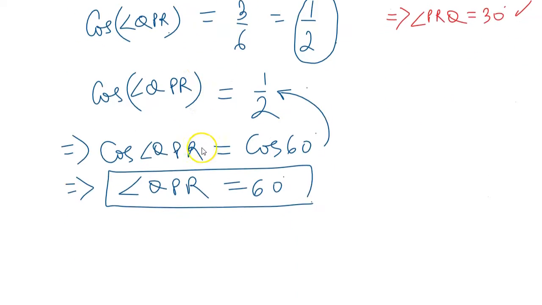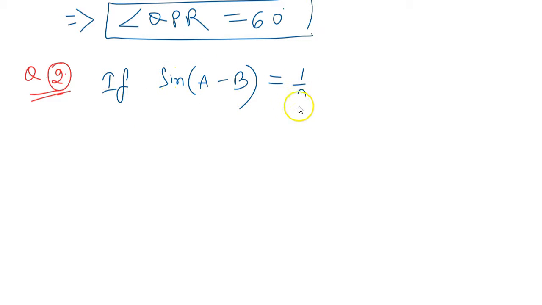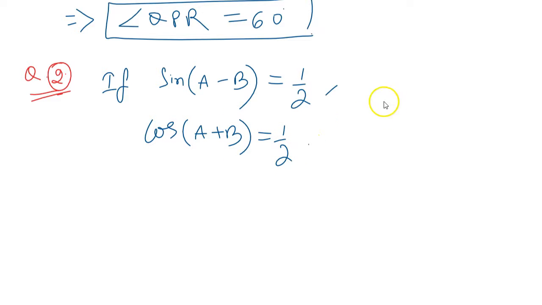Let us solve one more question. So guys, if you have not understood the previous problem carefully, do go through it once again, but it is always recommended to watch the previous lectures to have a good grasp on this unit. Okay, so second question: if sine of (A minus B) is 1 by 2 and cos of (A plus B) is 1 by 2, then you have to find angle A and B.